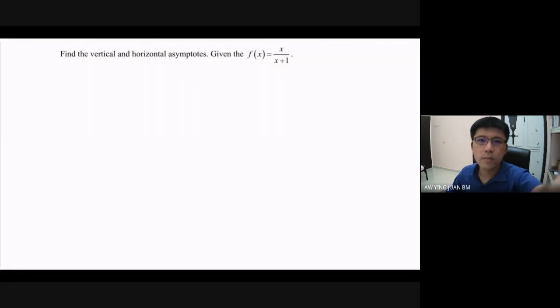So, find the vertical and horizontal asymptote given the function f(x) is equal to x over x plus 1. Step number 1, determine the domain. By referring to the function, here we have a linear function, and the domain for the linear would be negative infinity until infinity. Here we have a linear function, but it is located in a denominator, so meaning that x plus 1 cannot be equal to 0. So x cannot be equal to negative 1.